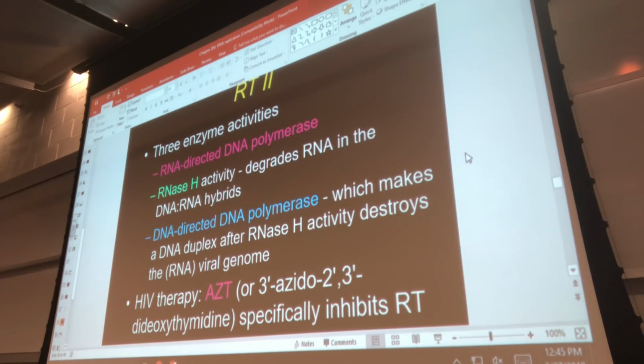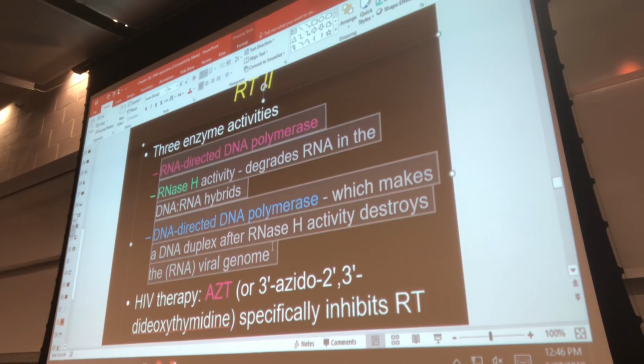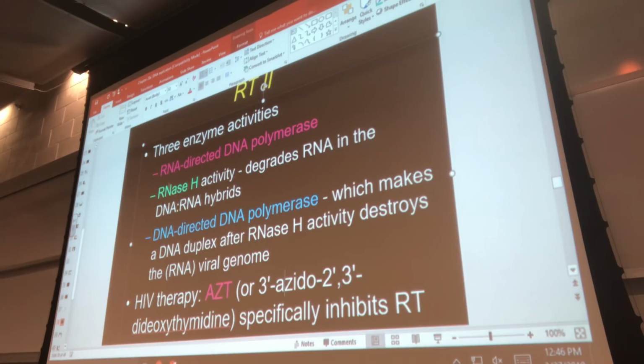But what this thing does, biochemically speaking, biologically speaking, is it has these three activities. So let's break it down. Activity 1. Reverse transcriptase has the activity RNA-directed DNA polymerase. All this means is there is an RNA template and it creates DNA out of it, right? RNA-directed DNA polymerase makes DNA from RNA. That's the first activity of reverse transcriptase.